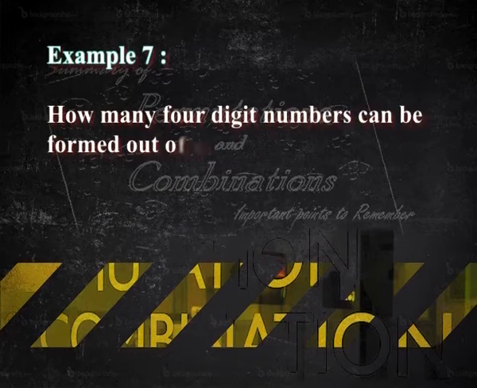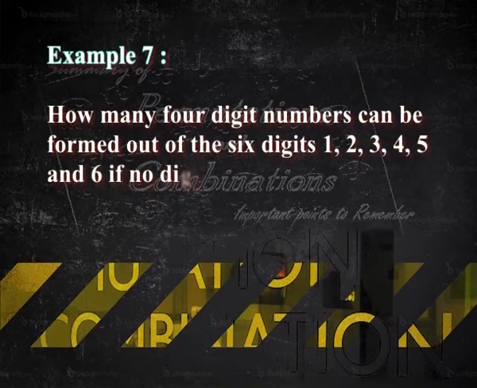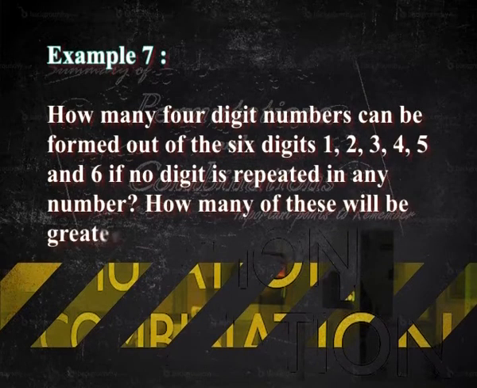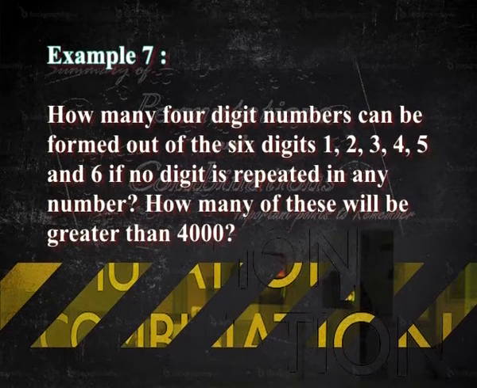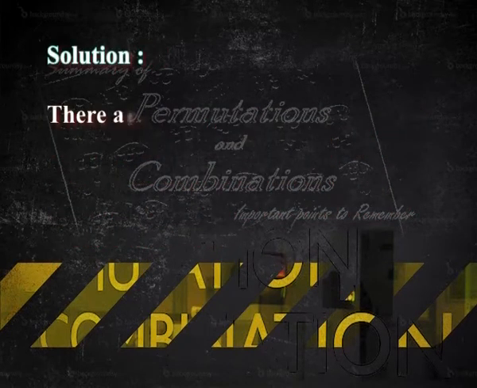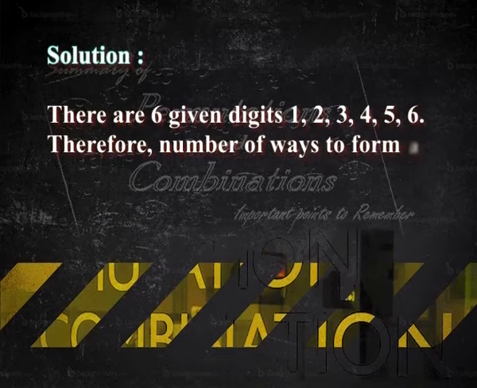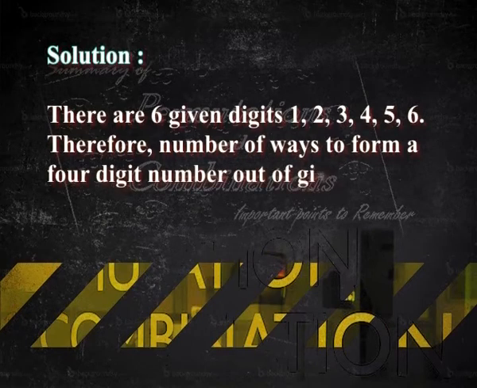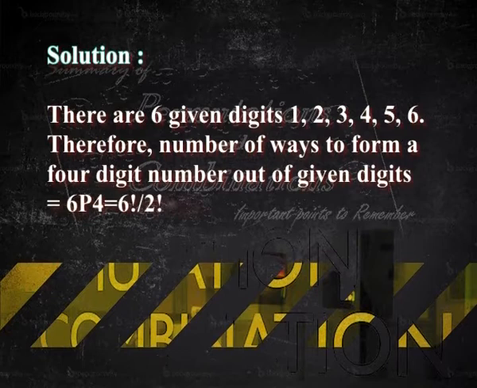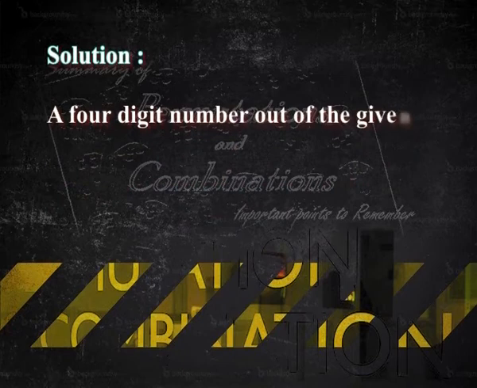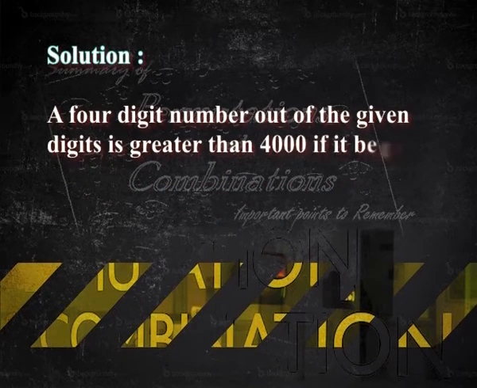So let's see now example number 7. How many 4-digit numbers can be formed out of the 6 digits 1, 2, 3, 4, 5 and 6 if no digit is repeated in any number? How many of these will be greater than 4000? The solution to this is, there are 6 given digits, that is 1, 2, 3, 4, 5, 6. Therefore, the number of ways to form a 4-digit number out of the given digits will be 6 permute 4. That is equal to 6 factorial upon 2 factorial, which is 720 divided by 2, that is equal to 360.